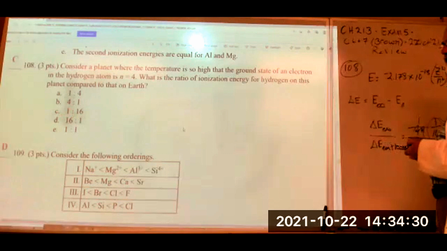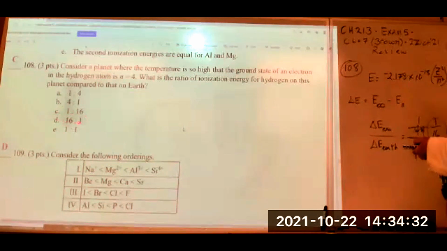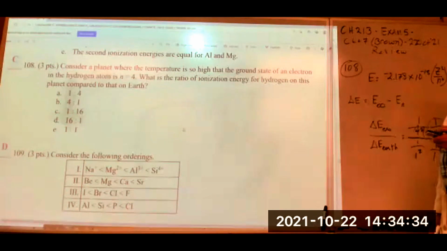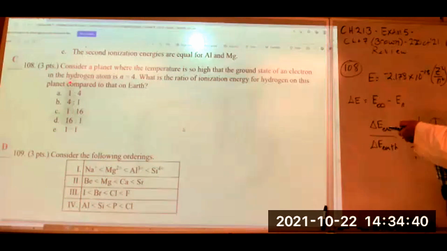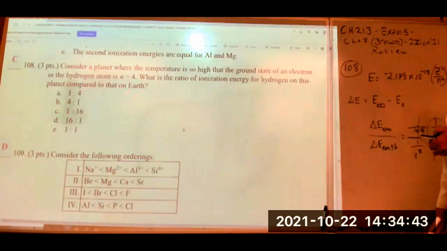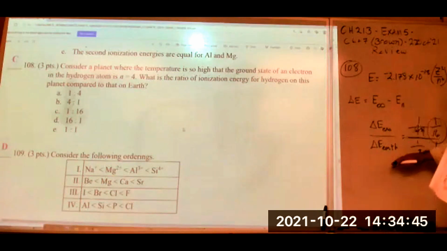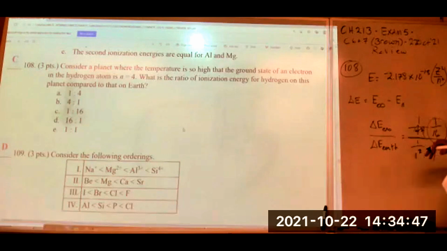You could probably logically figure it's either 1/16 or 16 to 1. It depends on the terminology here: which one are we ratioing? The ionization energy on the planet compared to Earth. So the planet is here, Earth is here. If it said the ratio of Earth to the planet, it'd be the other way around, and then it'd be 16 to 1.